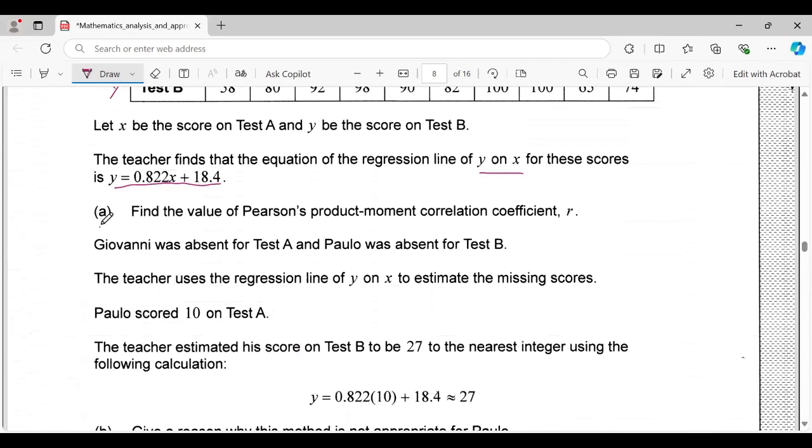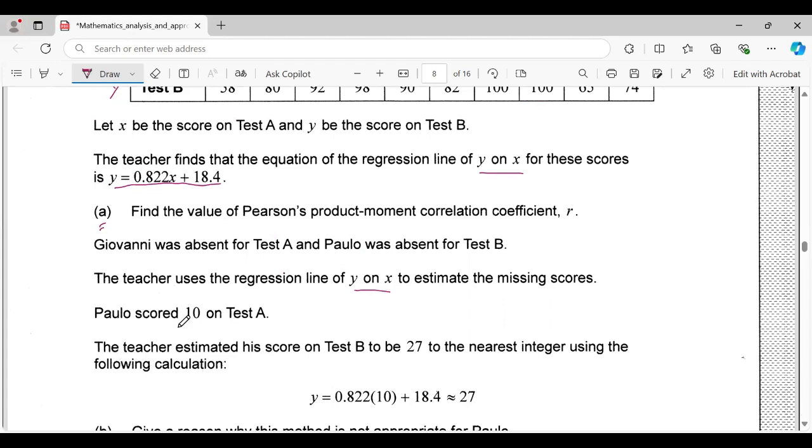So A is done. Giovanni was absent for test A. So there is a student's name, Giovanni. And Paolo was absent also. A student named Paolo, absent for test B. The teacher uses the regression line of Y on X to estimate the missing scores. Paolo scored 10 on test A. The teacher estimated his score on test B to be 27, to the nearest integer, using the following calculation.